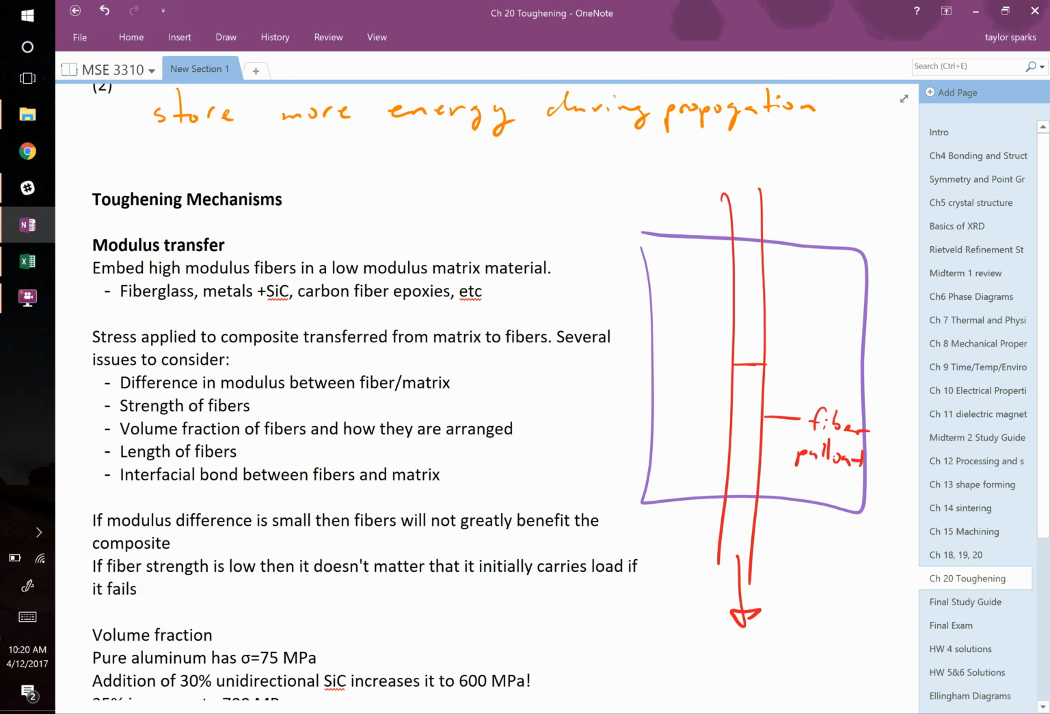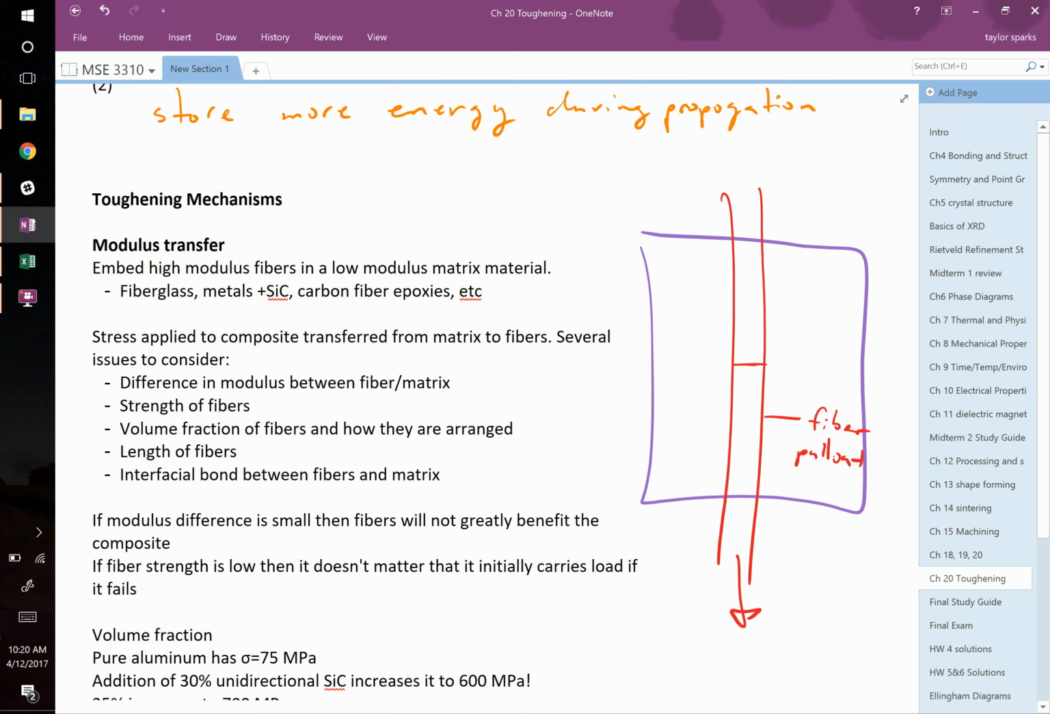But there are metals where you take aluminum and put silicon carbide in it, or steel with silicon carbide. Silicon carbide is a really strong, high modulus material. It's very brittle on its own, but if you embed it into a metal, you can really toughen it. Put carbon fiber into epoxies and you get the same sort of effect. So there are lots of examples of this that we use all the time. But not all composites are the same.